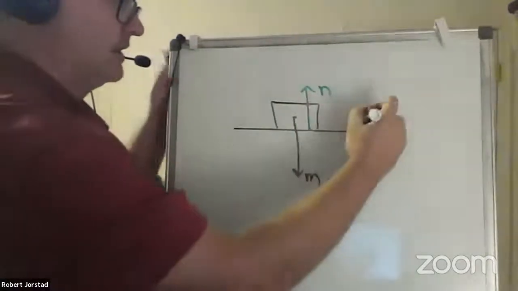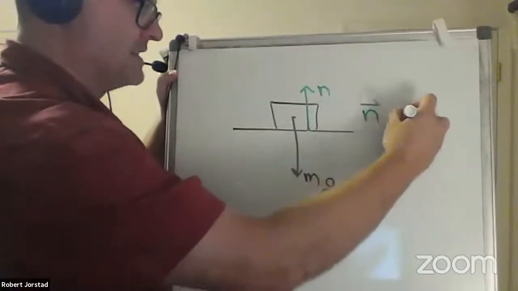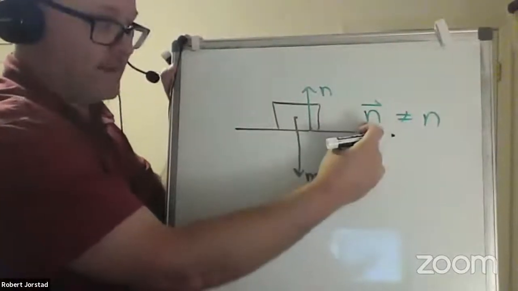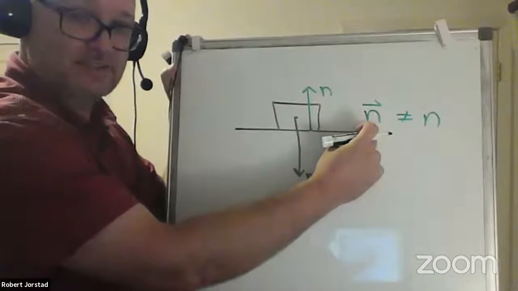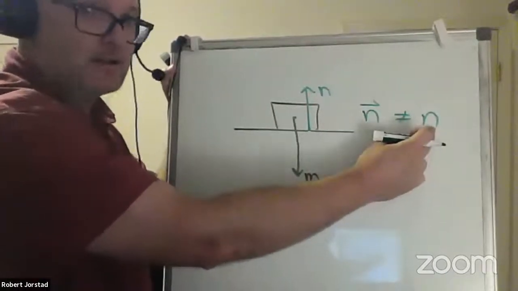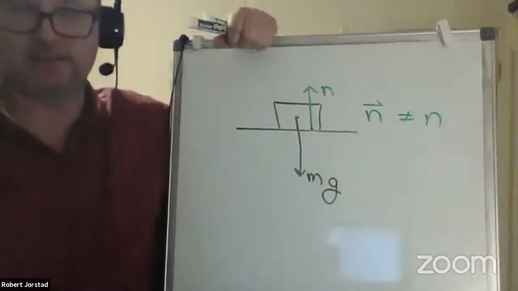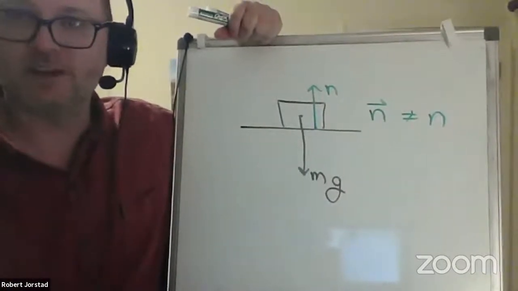To be clear, the vector N is not equal to the magnitude N. This is the vector, and it's going to have i-hats or j-hats. This is the magnitude, no i-hats or j-hats. So, all right, that's plenty of time to deliberate on that. Let me check. Any questions? Just checking in.